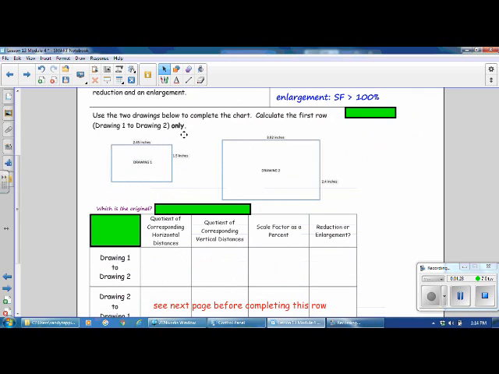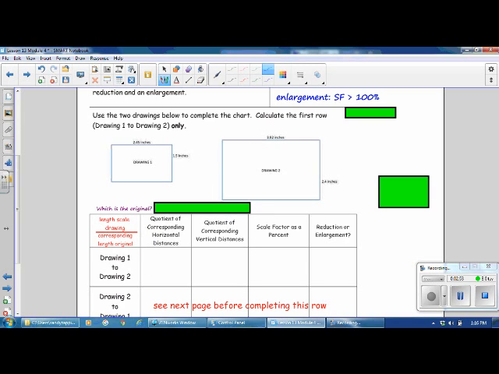Use the two drawings below to complete the chart. Calculate the first row, drawing 1 to drawing 2 only. So we'll take a look at our drawings. We have a box here, and it has a length of 2.45 inches and 1.5 inches for the width. And drawing 2 is a scale drawing of drawing 1, and its length is 3.92 inches and its width is 2.4 inches. So we want to calculate the scale factor.